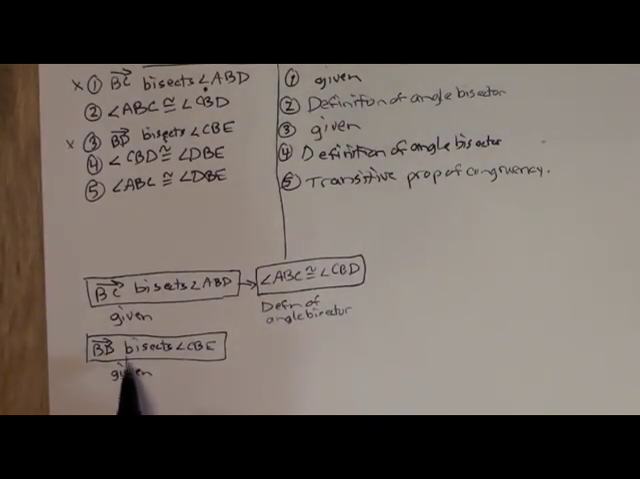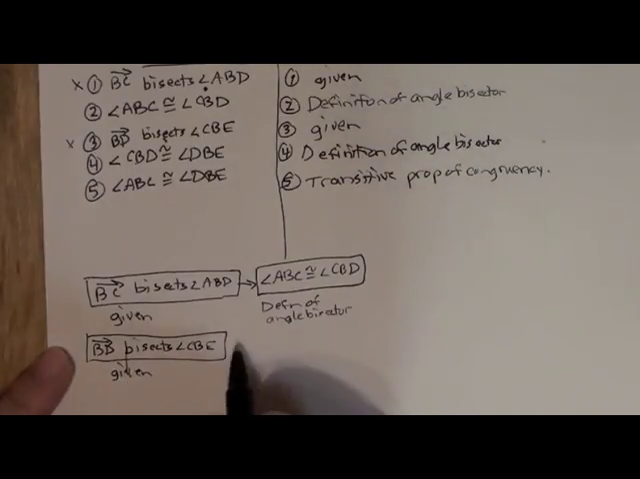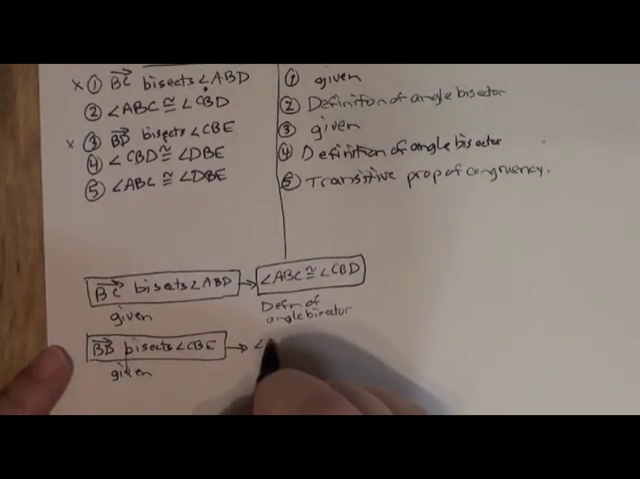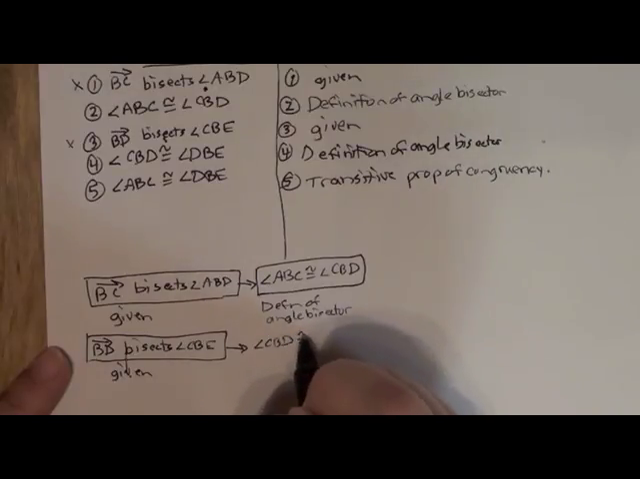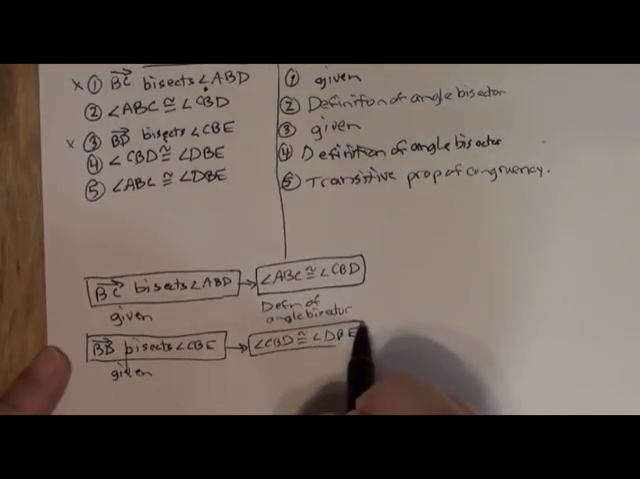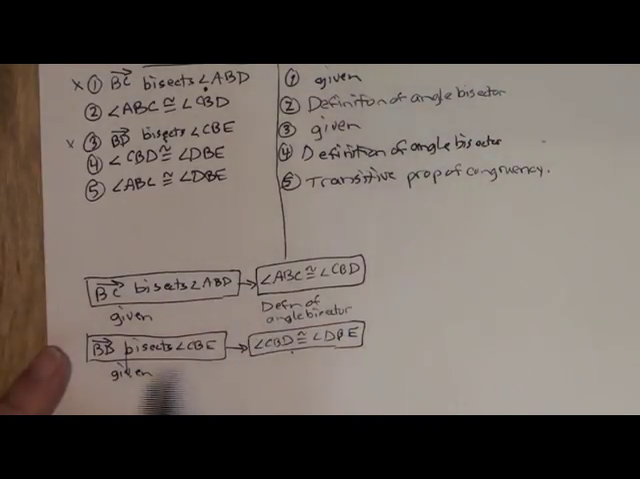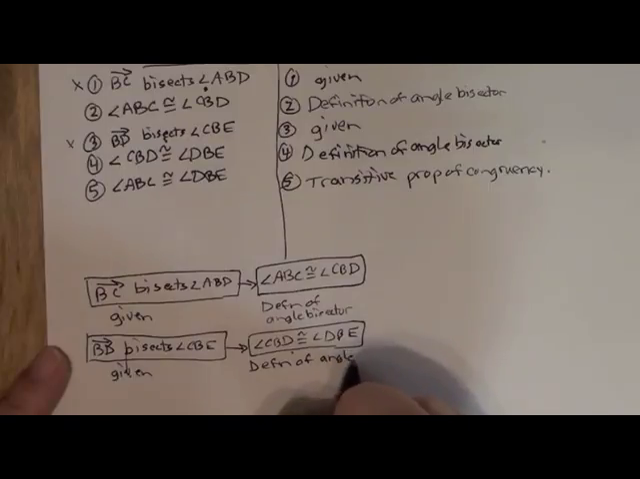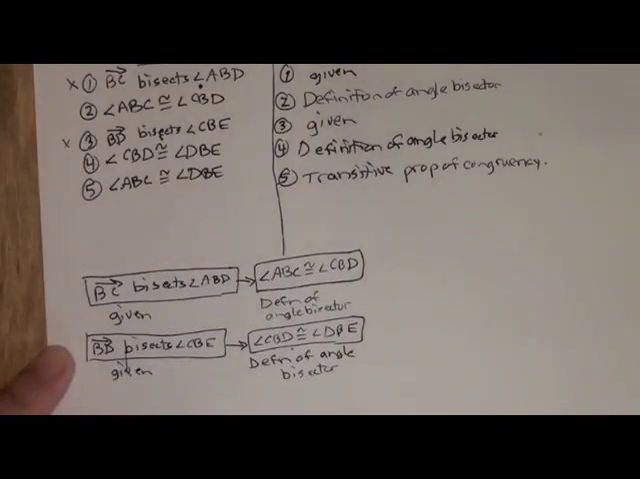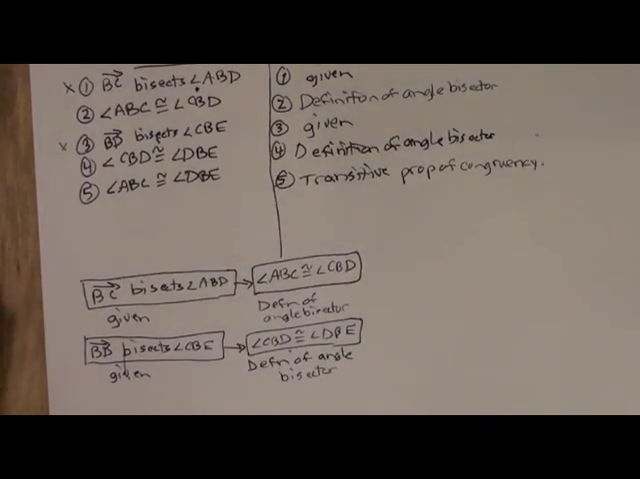Now the second given, line 3 from above, allowed us to conclude that angle CBD is congruent to angle DBE. And the reason, again, we knew that it was a bisector, and that's the definition of angle bisector. Now we've covered 4 of the lines, 4 of the rows from the 2-column proof, and 4 of the boxes. We only have 1 more to go.